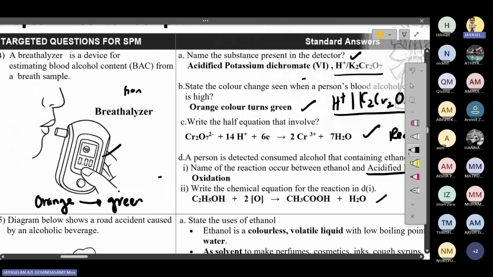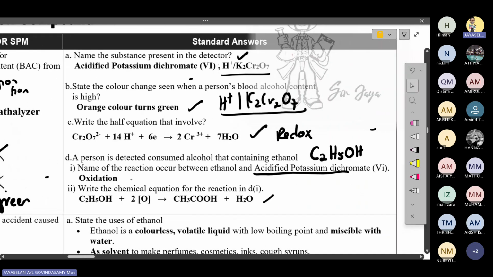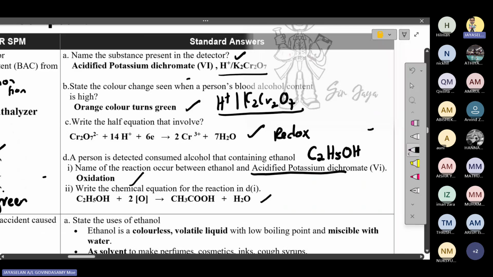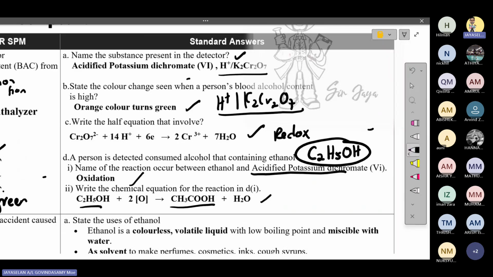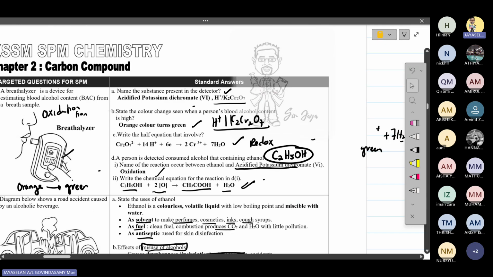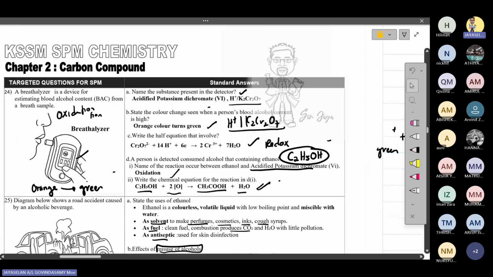Okay, name the process reaction between alcohol and acidified potassium dichromate(VI) yang ada dalam ni. What is the name of the reaction? The name of the reaction you put oxidation. Write down the chemical equation. You take the ethanol, ethanoic acid, write the equation like this. Okay, understand? So simple is not simple. This type of question also can come out.